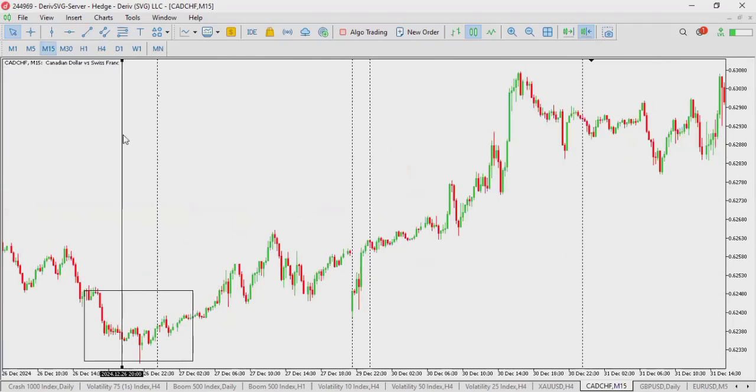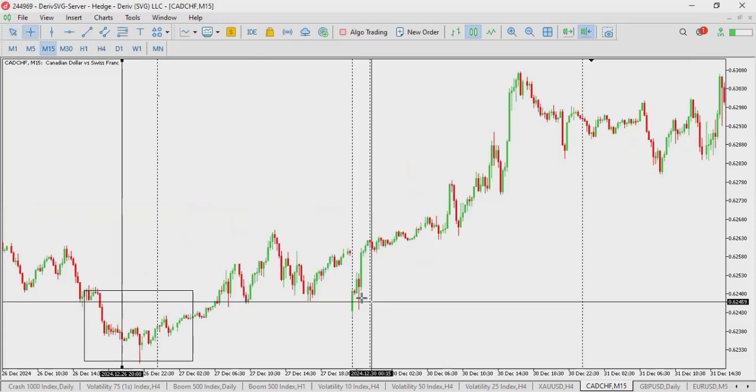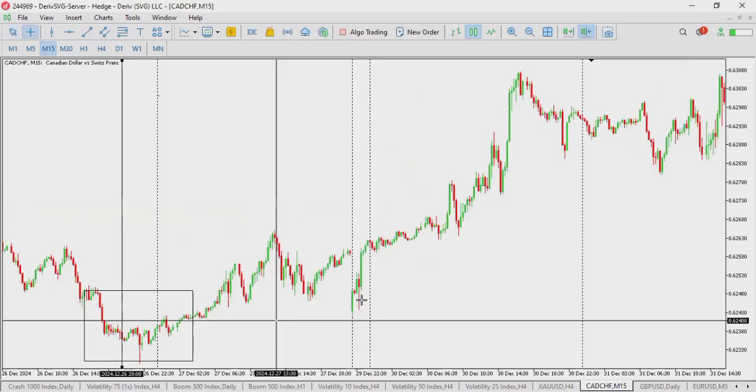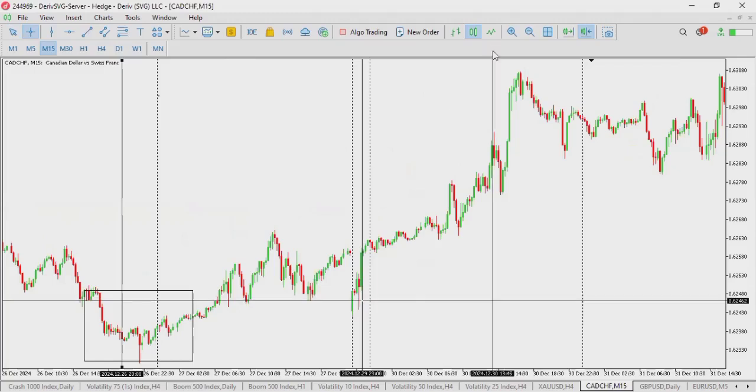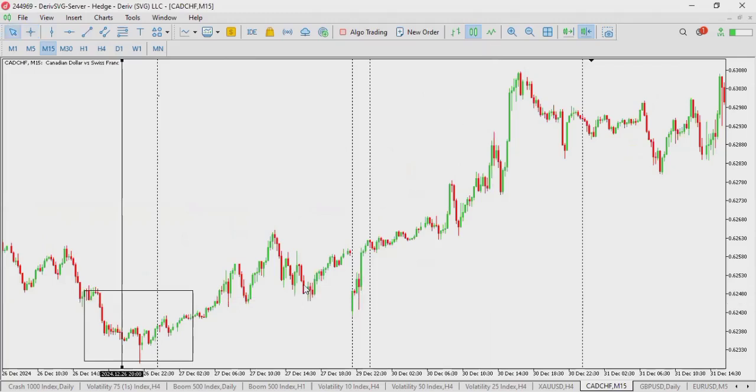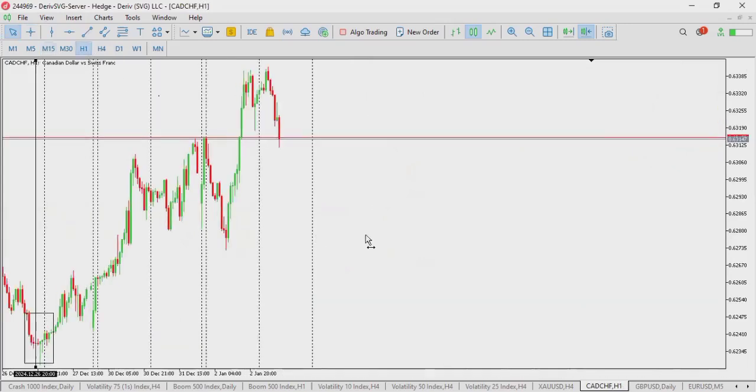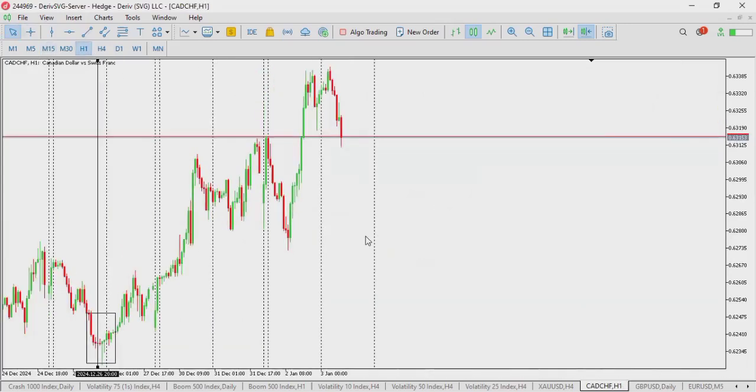So you see the zone that we marked as our order block. What happened? Market price came back to that zone and then did what? Traded away from that zone. This is very important for us, because with this we can have an idea how to place our trades and all of that.